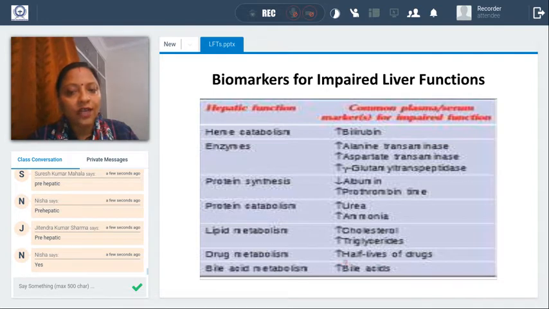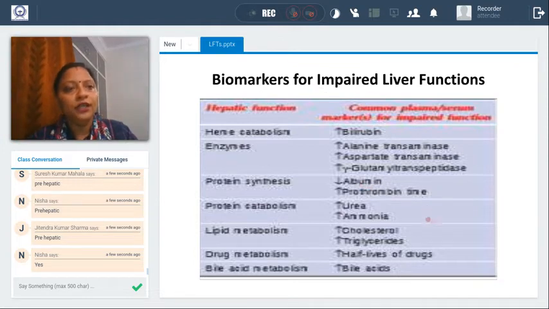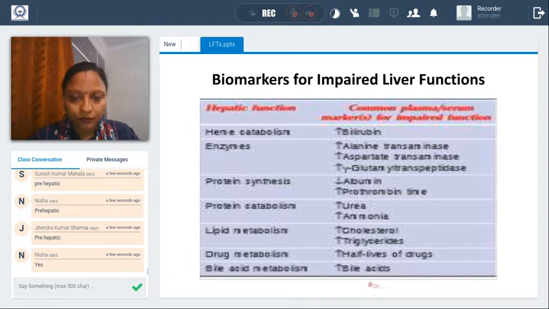Half-lives of drugs, because the liver is involved in detoxification of drugs, are also increased in the case of impaired liver functions. Bile acids are also increased. So the important point is albumin is decreased and all other parameters are increased. Please remember albumin is always decreased in the case of impaired liver function, particularly in chronic cases. Now it is clear?